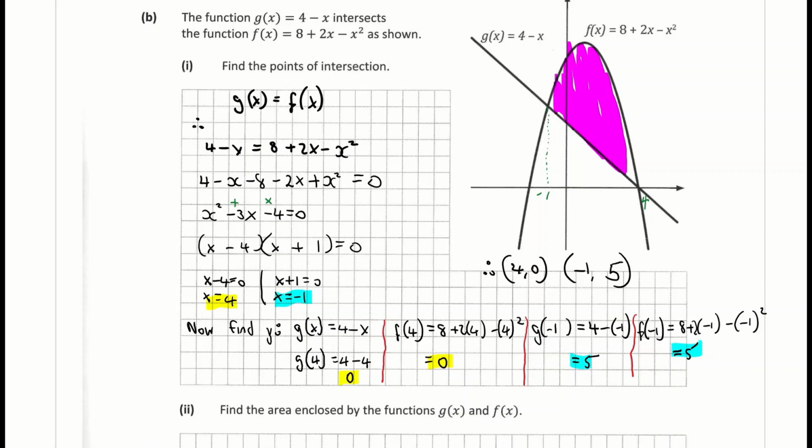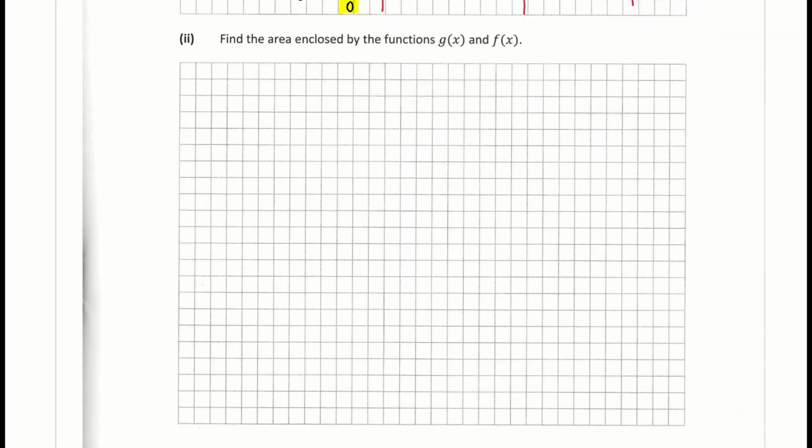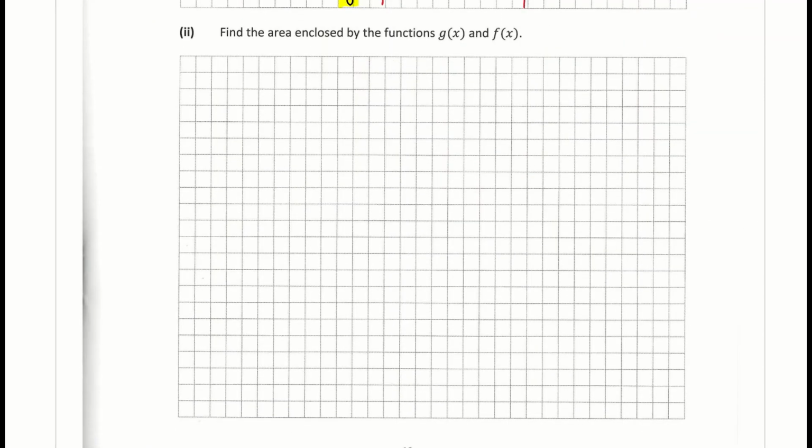And now I'm just going to come down and integrate both the line and the curve. So there's a little bit of work involved in this one. My curve is above the line, so I'm starting with that, and it's 8 plus 2x minus x squared. I'm going to integrate that in a second, and my limits, as I said, are 4 to -1. From that I'm going to subtract, again using the limits of 4 to -1, the integral of the line, which is 4 minus x.